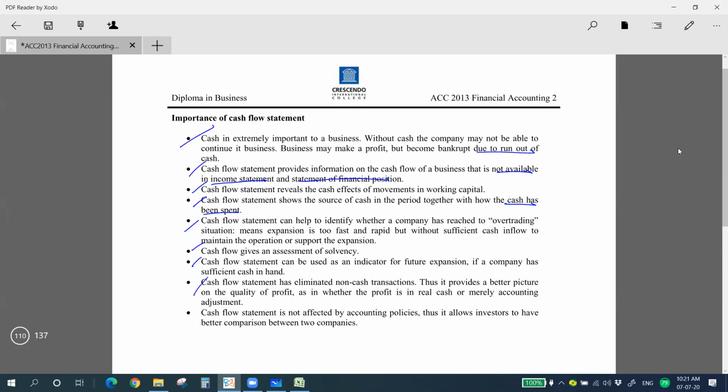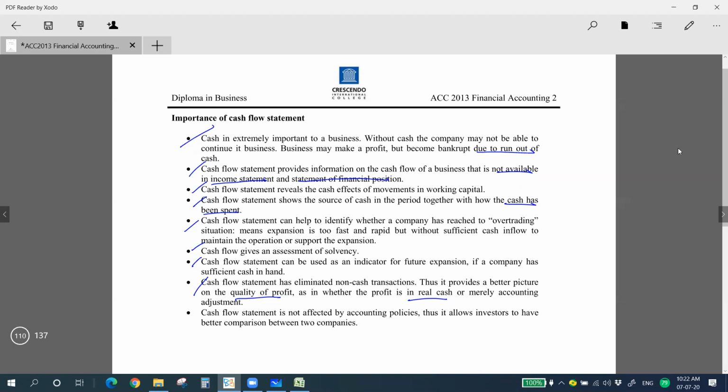And also, cash flow statement has eliminated non-cash transactions. Thus, it provides a better picture of the quality of profit, as in whether the profit is in real cash or merely accounting adjustment. This is highly important when you plan to invest in the share market, because some listed companies may try to manipulate the accounts to show that the company is having a very good profit. But in fact, those profits are not real.